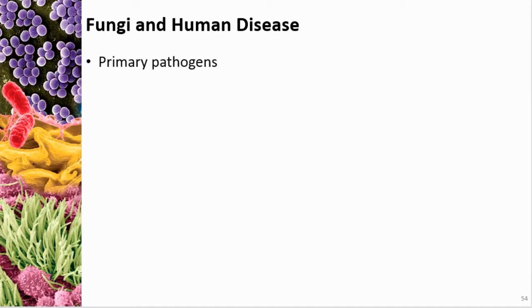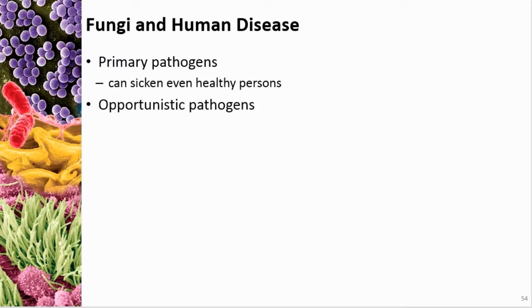So let's talk a little bit about the pathogenicity of fungi. So they can make anybody sick. These primary pathogens can, no matter if you're healthy or not. Opportunistic pathogens are different. If you're already weakened because of another health issue, then these opportunistic pathogens like yeasts can cause infection. I mean, you've all heard of yeast infection. Not everybody gets them, but some people do.